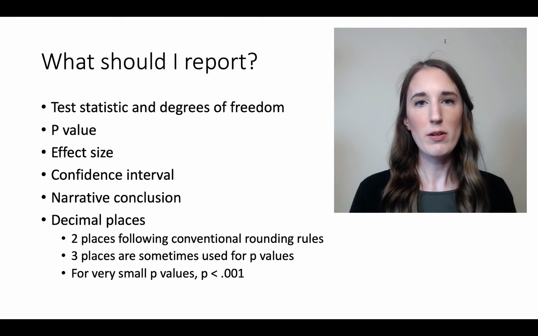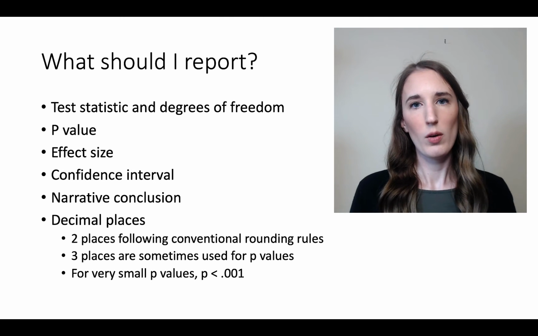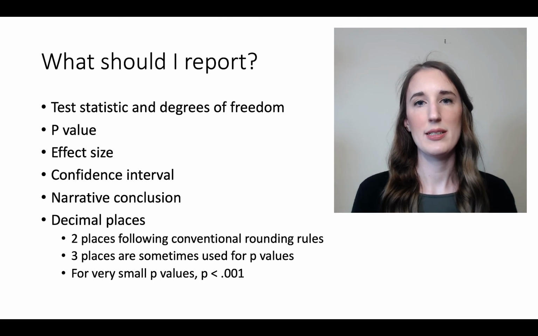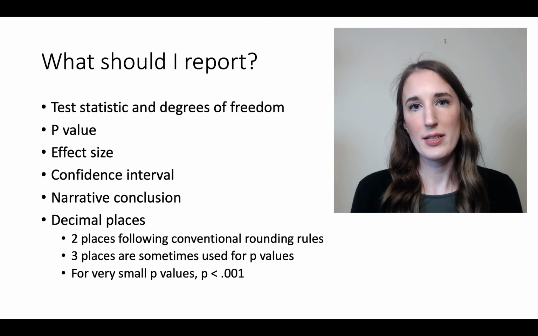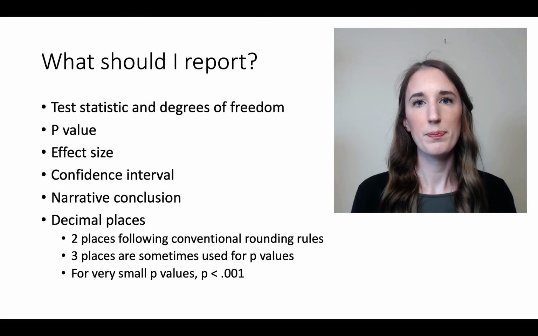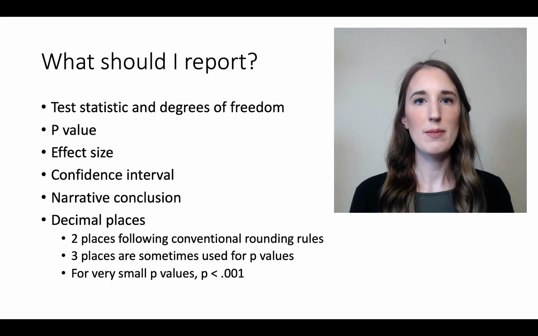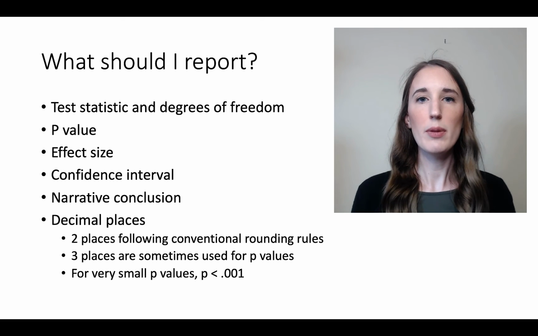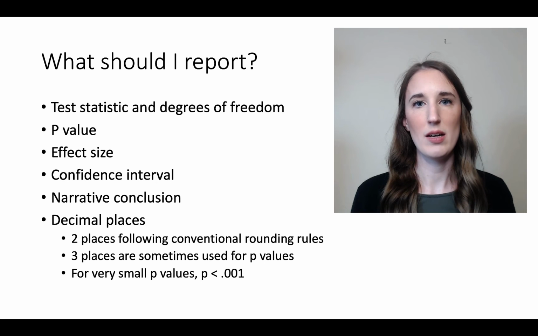On a note about decimal places, we typically report statistics to 2 decimal places. Sometimes you'll see 3 decimal places, particularly for p-values or very small statistics that are only meaningful at that 3rd decimal place. Sometimes you'll get very small p-values. When your p-value is less than 0.001, you'll simply report p is less than 0.001.